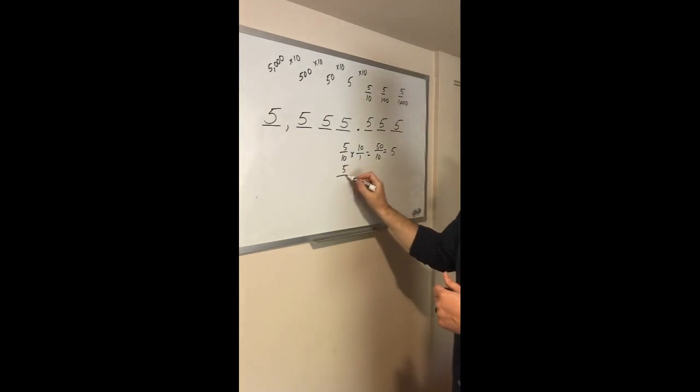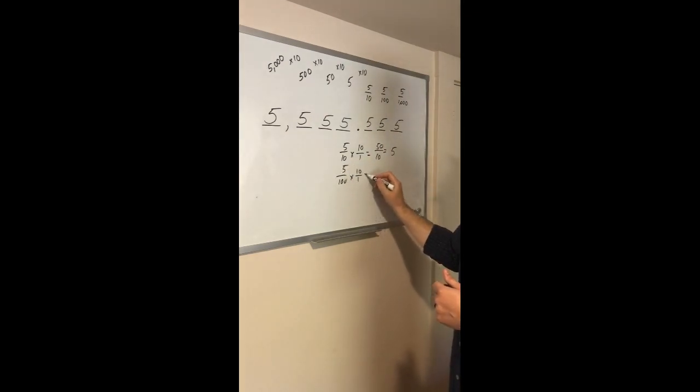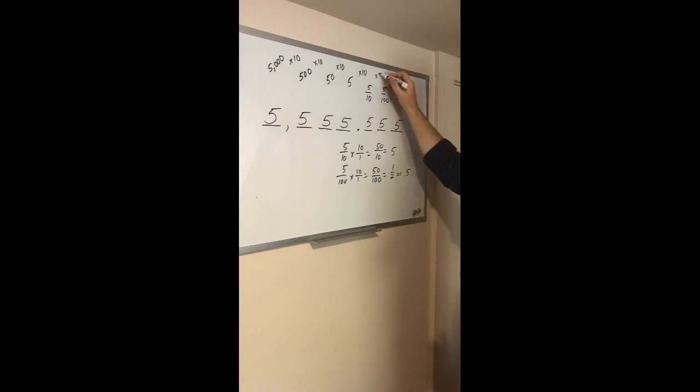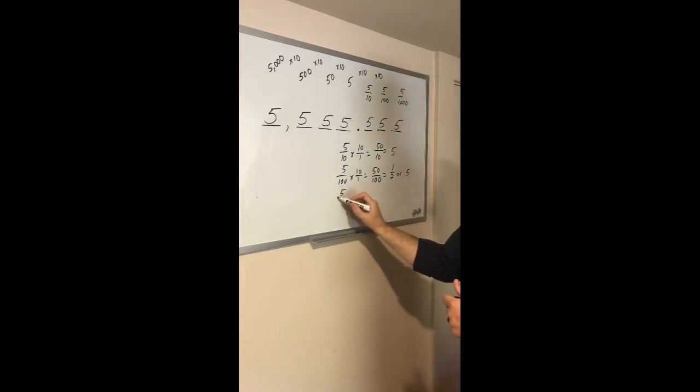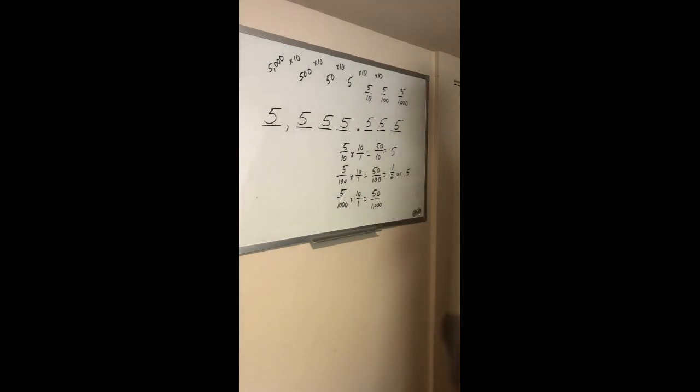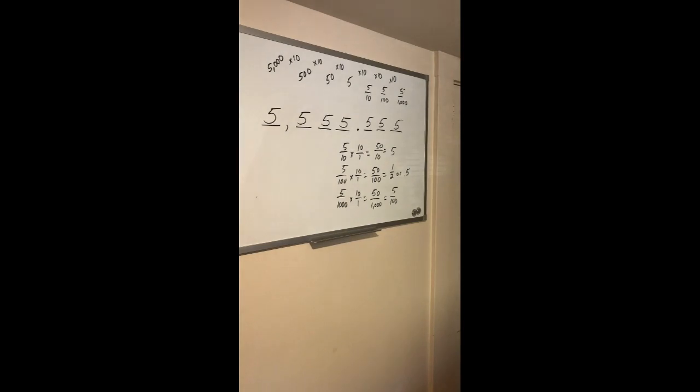Let's try 5 over 100 times 10. That's 50 over 100, because when we multiply fractions, we multiply straight across. That equals 1/2, or 5 tenths. Well, that's what I have. Let's try the last one, 5 over 1,000 times 10. Well, that's 50 over 1,000, and I know I can divide by 10 to get 5 over 100, or 5 hundredths, and that's what I have. So when I move from right to left, the value increases 10 times.